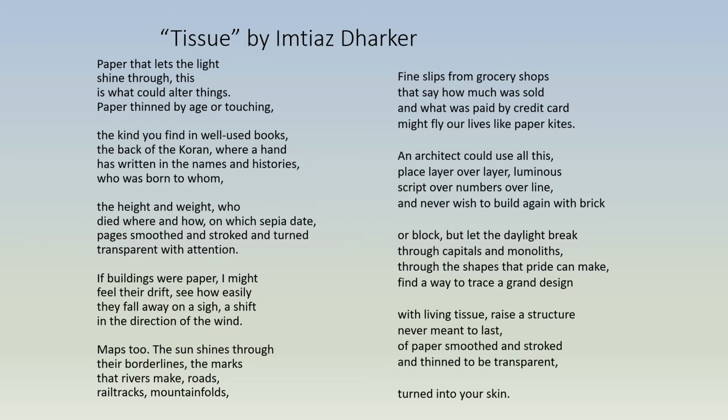Stanza 3 continues this idea: height and weight, who died, where and how, on which sepia date. So we're thinking of things that are recorded from the past onto paper. Sepia being a brown-grey colour because it's aged. Think about birth certificates, marriage certificates, death certificates, all recorded information onto paper.